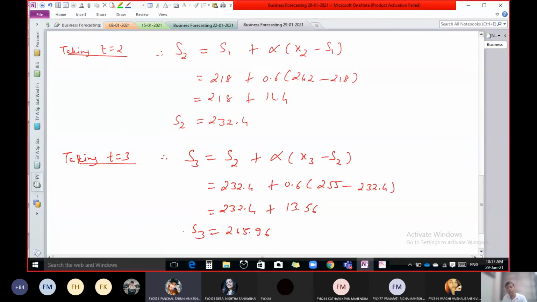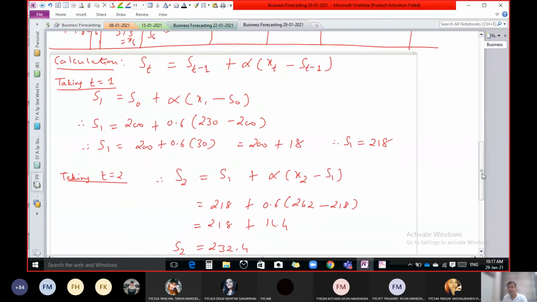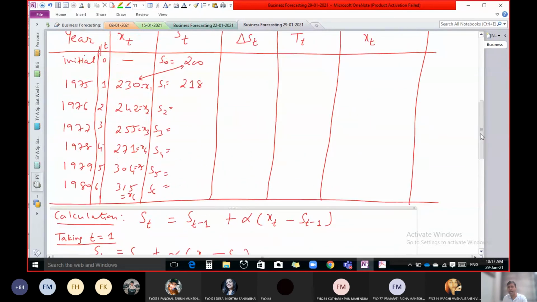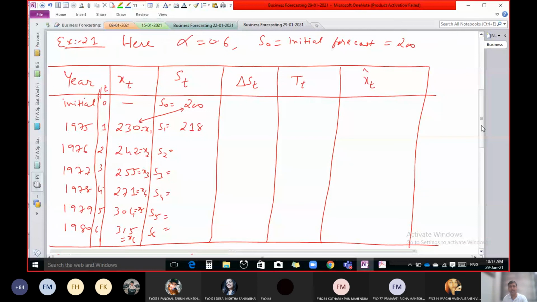Only these three calculations you are required to show in the calculation part, and the remaining you have to write directly. Now tell me, if you want to write this directly, what do we have to do? Take the difference of these two: 242 minus 218, into 0.6. 24 into 0.6 is 14.4. Add 14.4 to 218.